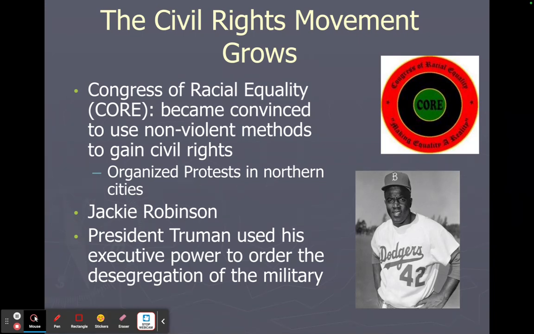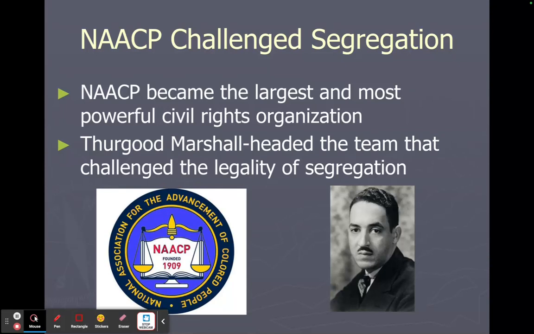President Truman also, who's president after World War II, uses his executive power to desegregate the military. So even through World War II, the military had been segregated. As we move into the 1950s with Truman, that will change.